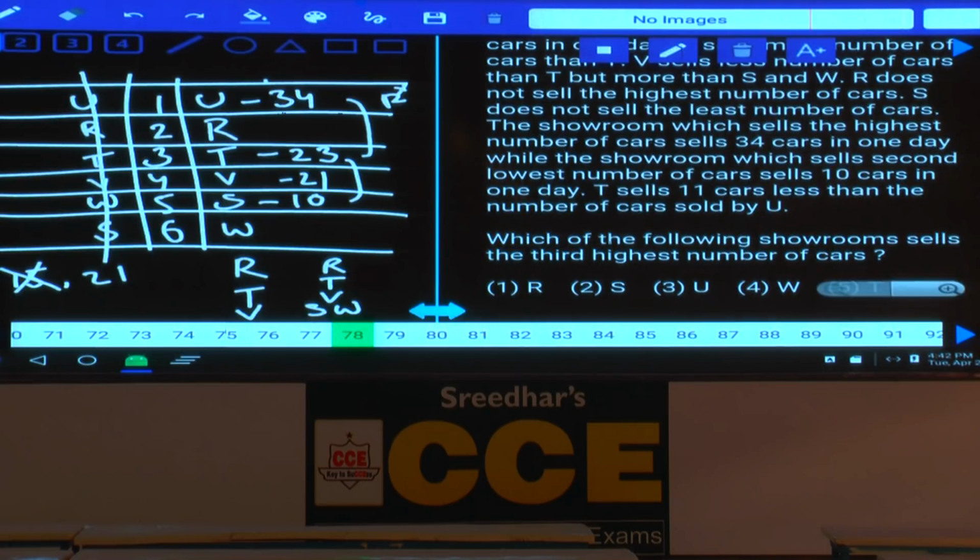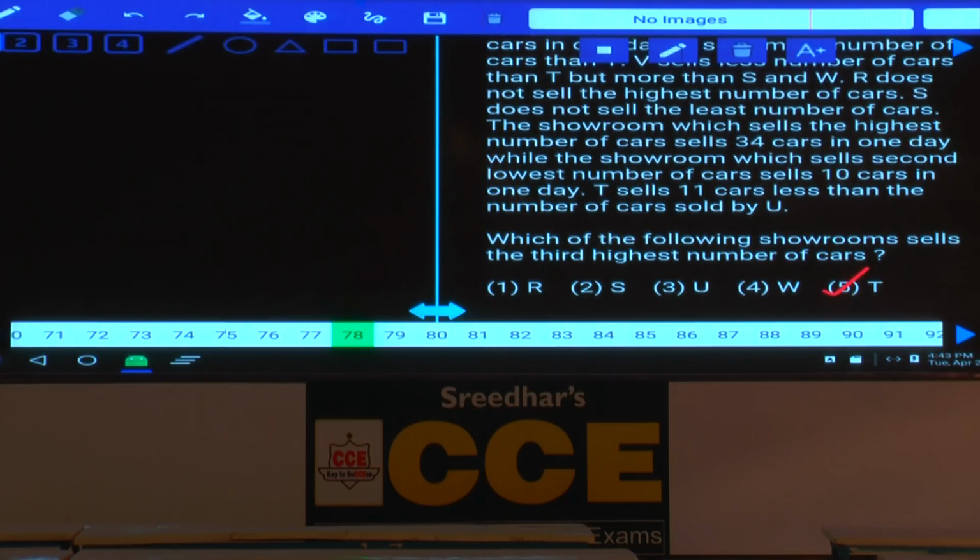Then coming to 78, which of the following showrooms sells the third highest number of cars? Third highest number of cars, that is T, and T is 23, that is choice 5. Done with this? This is about questions 76 to 78, comparisons. After these comparisons, the next two, 79 and 80, are based on blood relations.